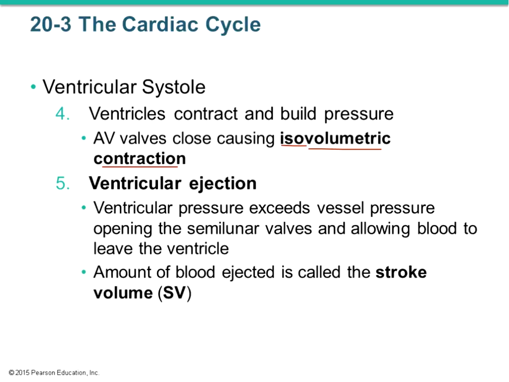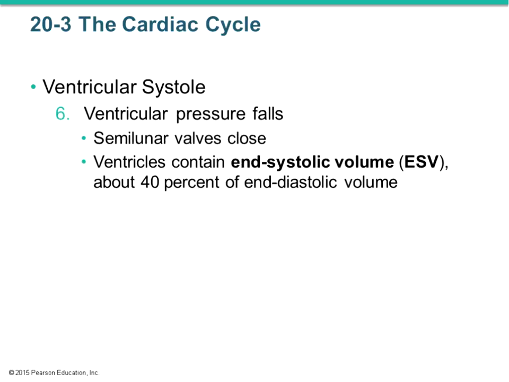As the pressure and the contraction continue to increase, we get what's called ventricular ejection. That is when the ventricle pressure exceeds the vessel pressure, the semilunar valves open, and the blood then leaves the ventricle. Whatever is ejected in that contraction of the ventricles, that leaves the ventricle, is called stroke volume, or SV. Stroke volume is ultimately the determinant of how efficient the heart is.